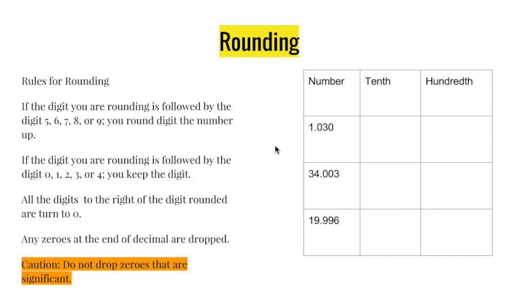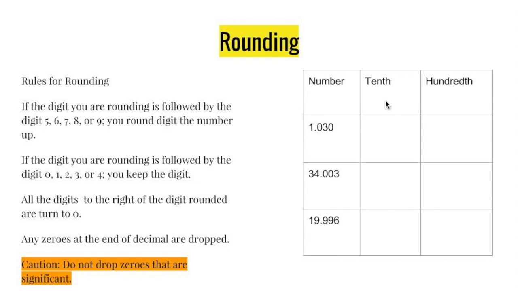I do need to caution you about one thing when you are rounding. Do not drop zeros that are significant. This doesn't happen a lot. Most of the time your rounding will be kind of like in the previous slide that we just talked about. However, sometimes you're going to get some weird numbers where you'll have some zeros that you just don't know what to do with. So let's take a look at this.